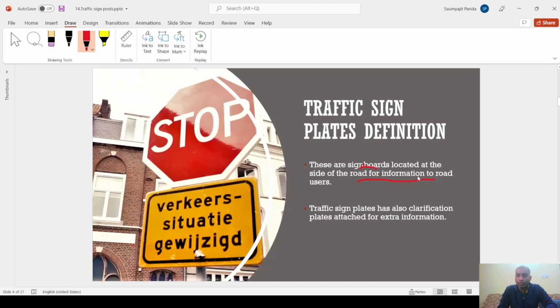So, moving forward. Traffic sign plates also have clarification plates attached as extra information. These are called clarification plates, and this is called the traffic sign board. These clarification plates are for extra information, for example, information about time or weather or some restrictions, something like that.